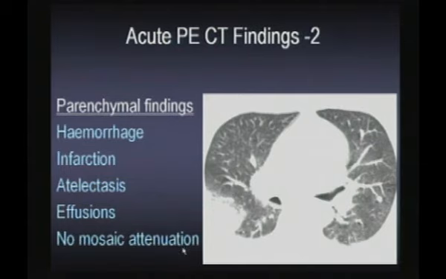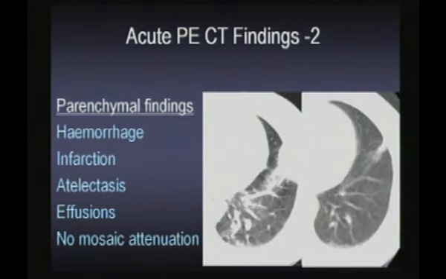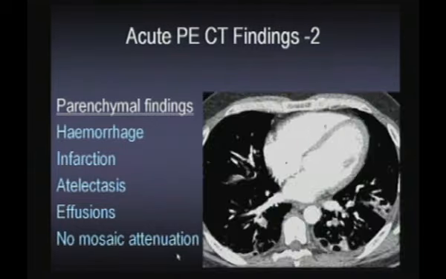Looking at the lung parenchyma, we're familiar with areas of hemorrhage which may be triangular in appearance. These may progress on to areas of infarction that with time may progress and resolve to a scar. This is about 6 weeks after the initial event. Most commonly, we'll see areas of atelectasis, and the atelectasis may indeed conceal pulmonary embolic disease.